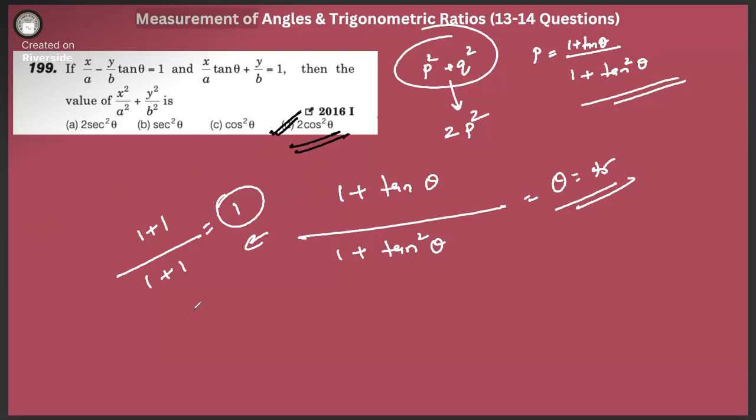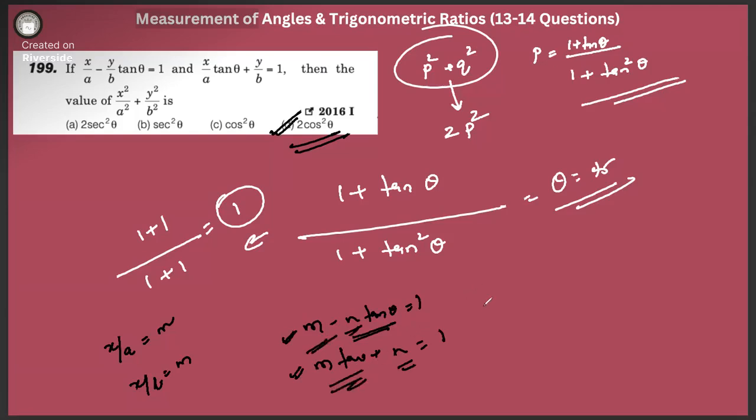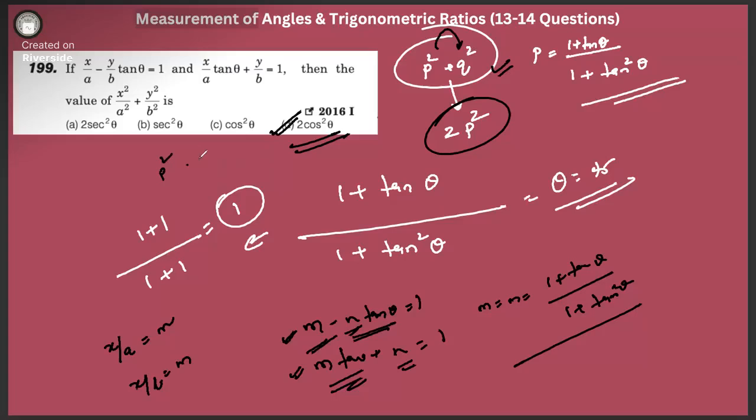Guys, what have we done? We just got rid of this grotesque looking expression and got the equations m minus n tan theta is equal to 1 and m tan theta plus n is equal to 1. First to get m we negated n, and then to get n we negated m. We got the value of n and both happen to be the same, 1 plus tan theta divided by 1 plus tan square theta. This can be reduced to 2p square because p and q are the same. Either you write p square or q square, it means the same. So we replaced q square with p square, which eventually became 2p square. Tan 45 is equal to 1.